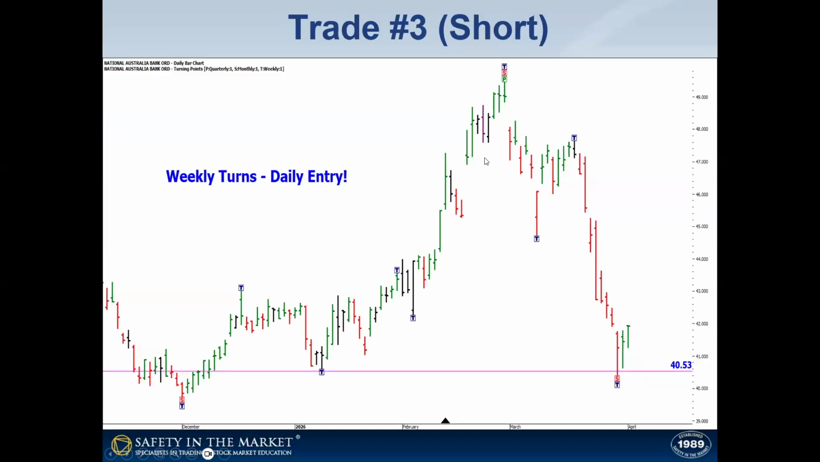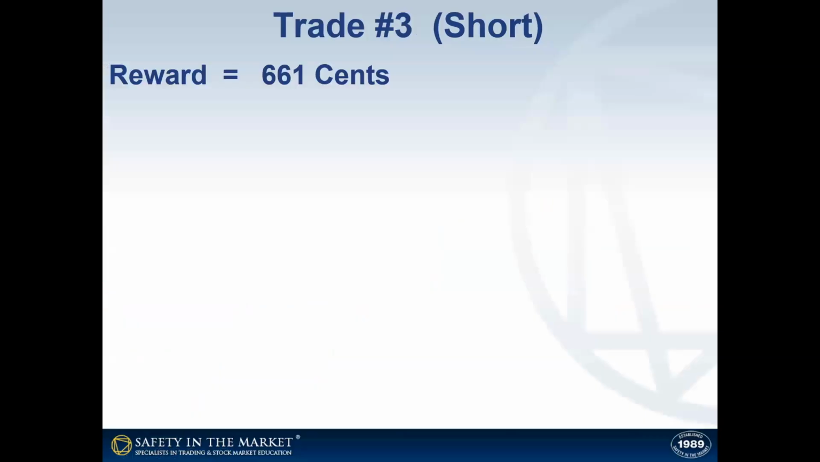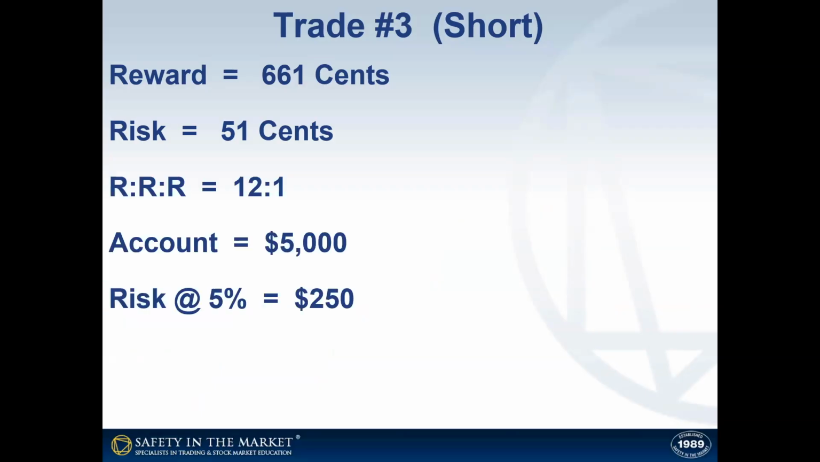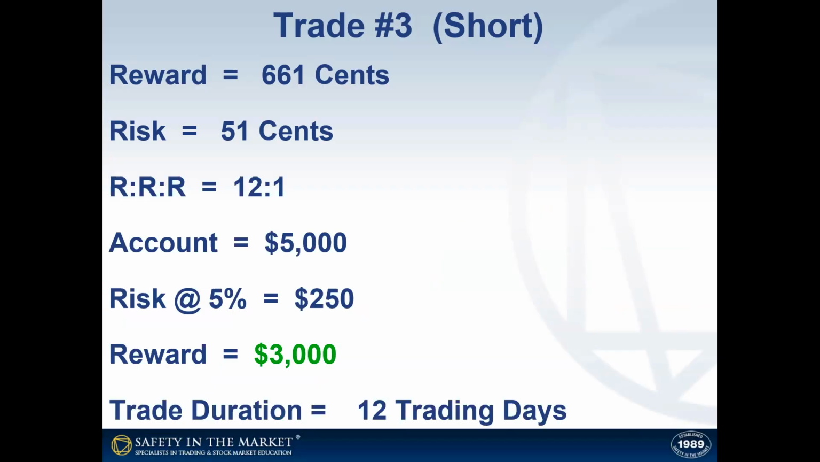And then our third trade was a short trade, meaning we wanted the market to move downwards this time. We've entered at the break-in at the bottom of this green bar here. There's another outside bar, and we've closed out at 40.53. That was a short trade. There's our reward, our risk, 51 cents. That's a 12-to-1 reward to risk ratio. So our reward this time is $3,000, and that only took 12 trading days. The market tends to move quicker on the way down than it does on the way up.